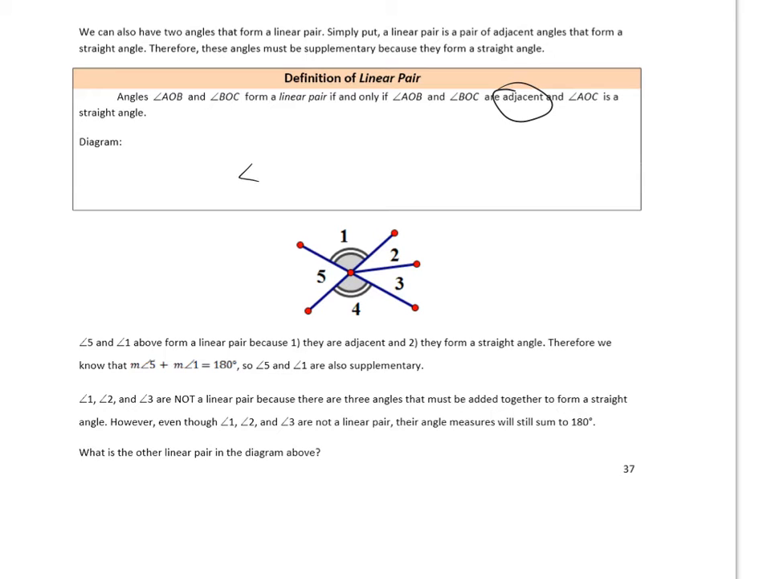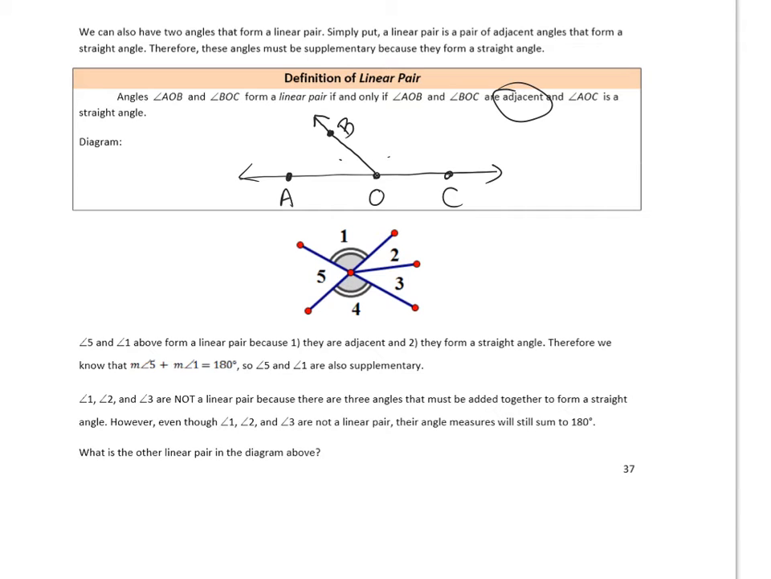Well, a straight angle is simply a line. And on that line, I have to have points A, O, C in that order for that to properly name the angle. Now I have two angles, AOB and BOC. Well, they both share point B, so I have to have another ray coming off here with a point B right there. So now let's double check and make sure our diagram matches what's written. AOB and BOC form a linear pair if and only if AOB and BOC are adjacent. Well, that's true. They're adjacent to each other. And AOC is a straight angle. That's also true.